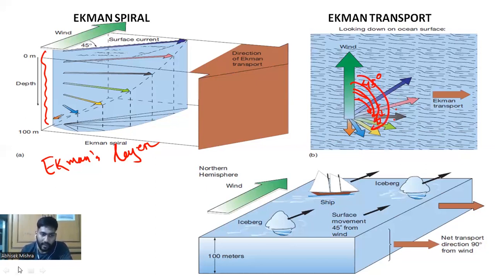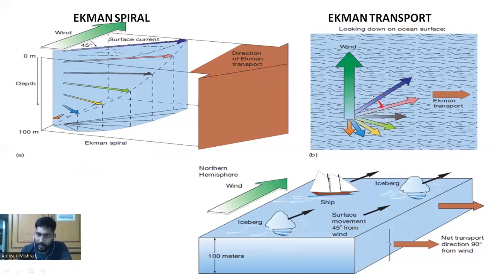And the angle between each layer, like this angle, is nearly 45 in ideal conditions. Then this is lower than that. Suppose this is 1, this is 2, this is 3. So this angle is decreasing. This deflection angle is decreasing between each successive layer.